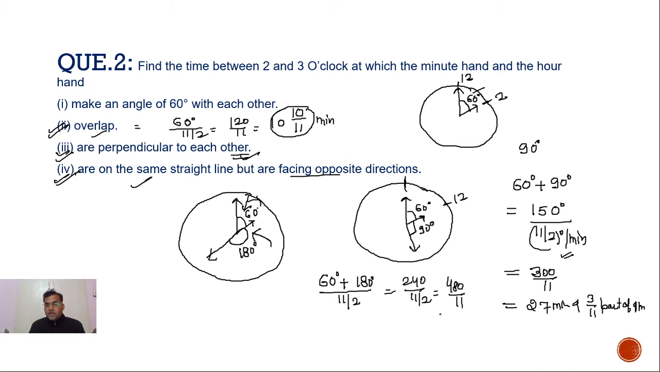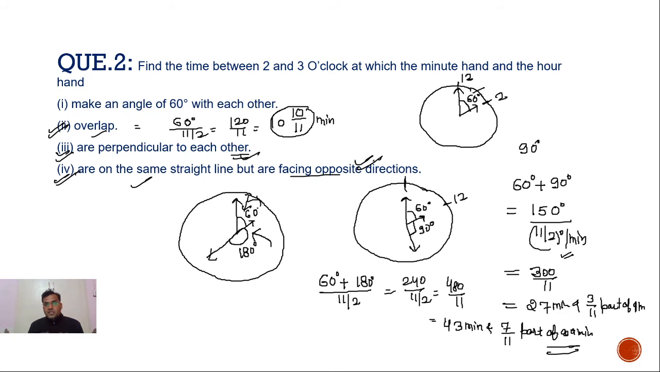Now what is 480 by 11? It is 11 into 4, 44, 11 into 3, 33. So 43 minute and 7 by 11 part of a minute. That's the time when the two hands of the clock will be facing exactly in the opposite direction.